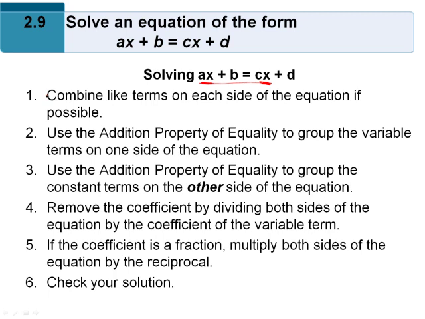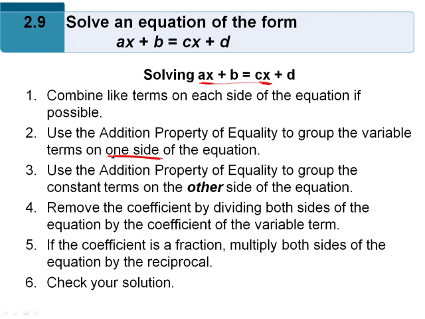Now, step 2, this is where it starts getting kind of crazy, because you're going to start moving terms from one side of the equation to the other. We've done that before, but we've never moved variable terms. So that's the only real difference of what we're doing today: we're moving variable terms from one side of the equal sign to the other. It says use the addition property of equality to group the variable terms on one side of the equation.